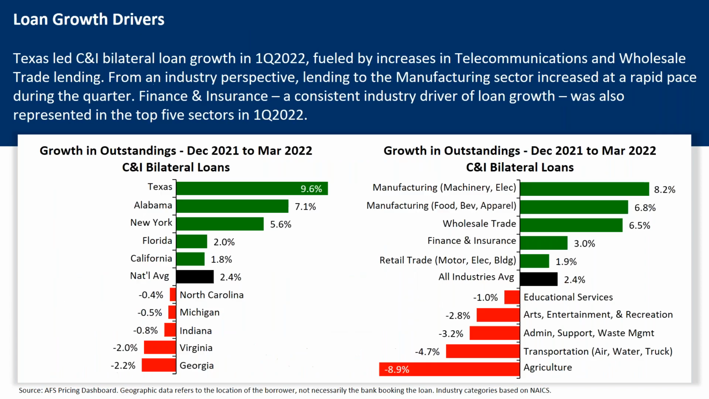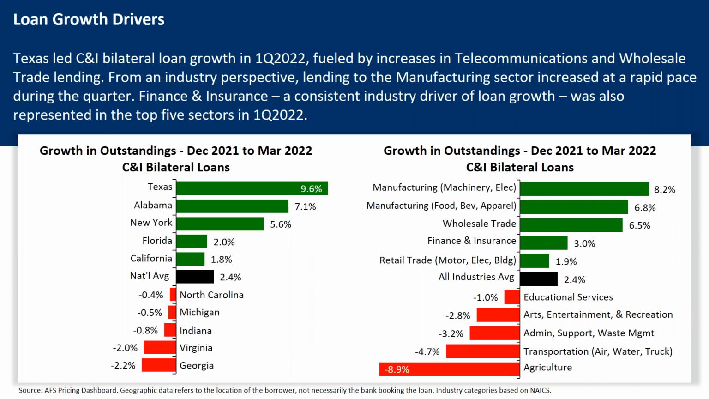On the next slide, we break down loan growth by geography and industry. In the left-hand chart, note that Texas, Alabama, and New York all had large increases in loan growth. In Texas, oil and gas were not the predominant driver of loan growth, but rather telecommunications and wholesale trade were. We will have to see if this changes over the coming months as gas prices are projected to remain high for the foreseeable future. In Alabama and New York, the finance and insurance industry was the main driver of growth, followed by machinery manufacturing in Alabama and real estate in New York.